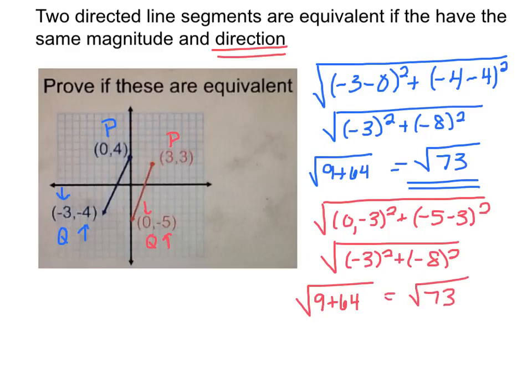Now I can come to a conclusion that these two line segments are equivalent because their magnitude and their direction is the same.